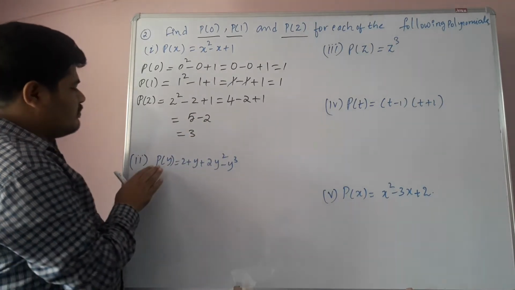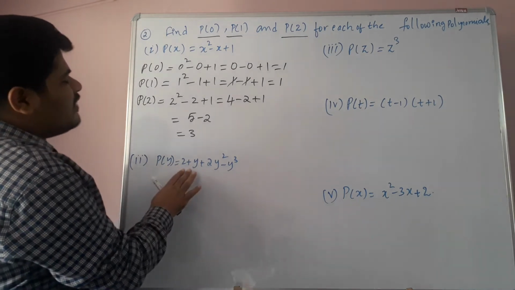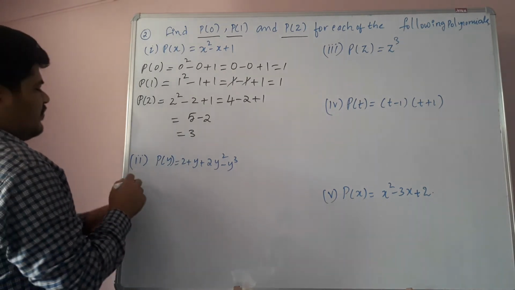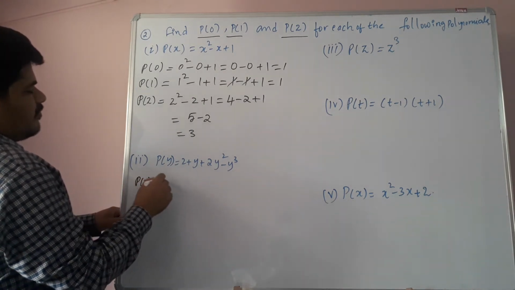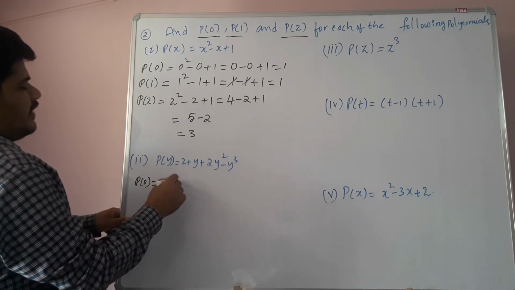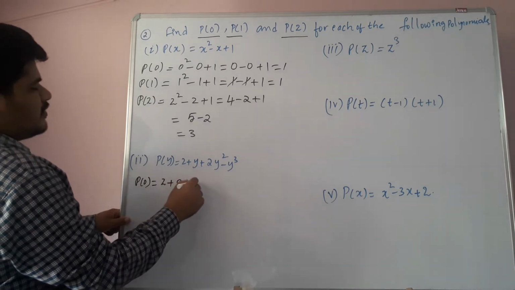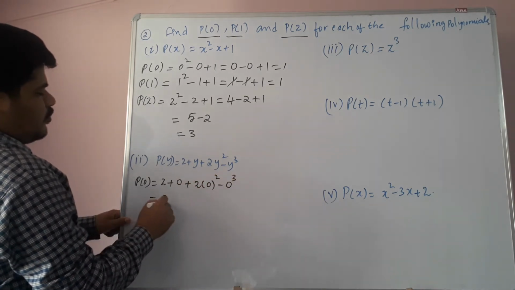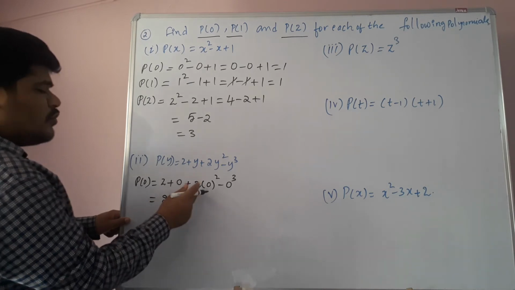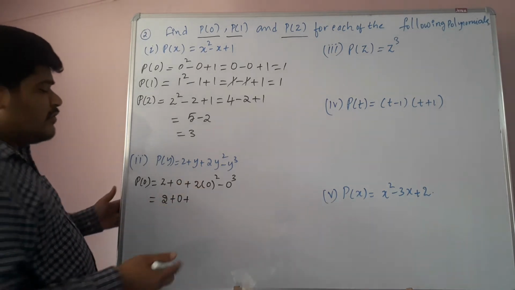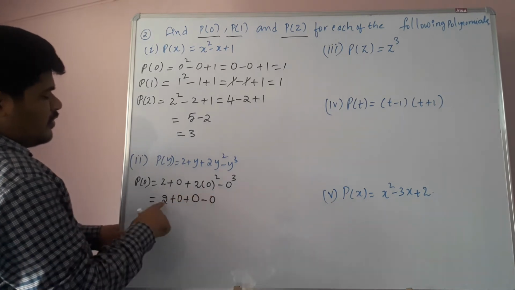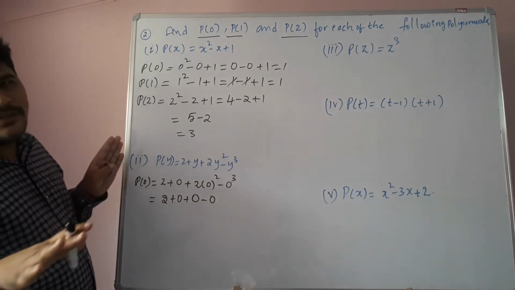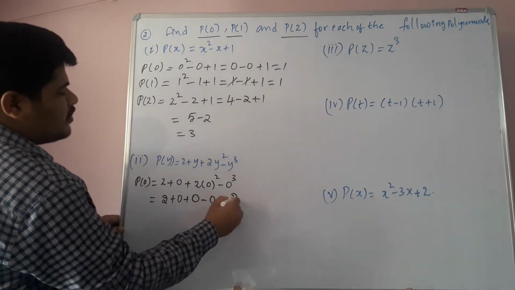So students, now second problem, P of y is equal to 2 plus y plus 2y square minus y cube. So we need to find P of 0 first. So P of 0 is equal to 2 plus 0 plus 2 into 0 square minus 0 cube. So 2 plus 0 value is 0 only. 2 into 0 square, that is also 0. 2 into 0 is 0. Minus 0 cube also 0. So children, here we are adding and subtracting 0, then there is no change in this number. So directly you can write it as 2.